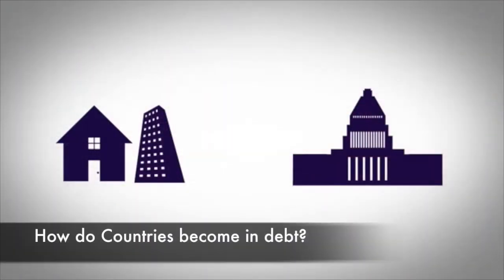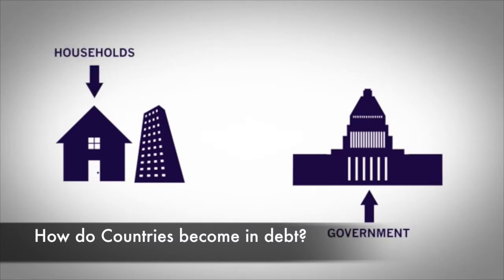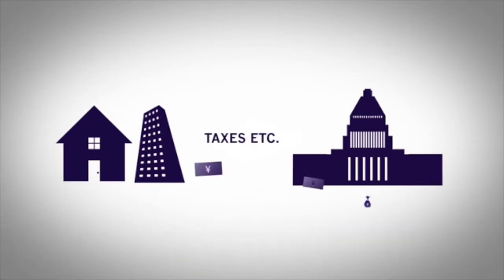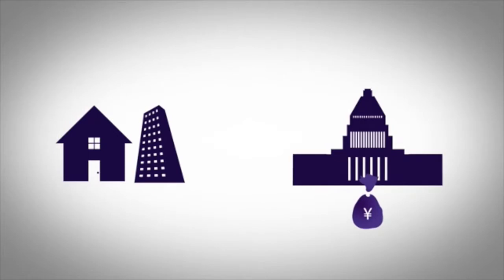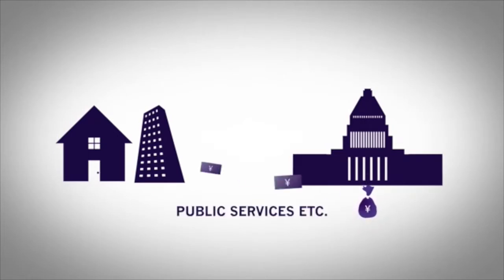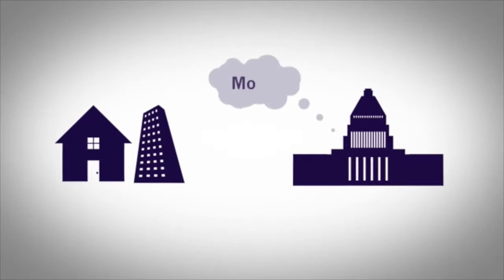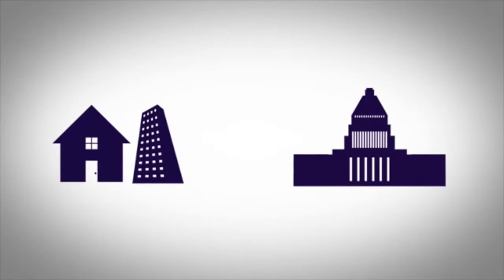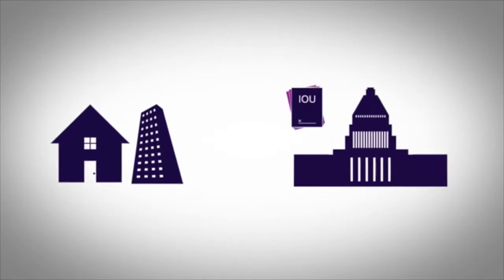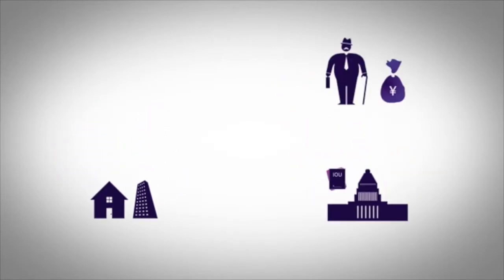Right? Each year, the government receives money from households and corporations in the form of taxes and other revenues. It then spends that money in the economy on public services and other commitments. If the government wants to spend more money than its revenues, it has to borrow the difference. It does this by issuing debt securities, IOUs. Investors buy them, the government gets the money it needs, and investors receive interest.